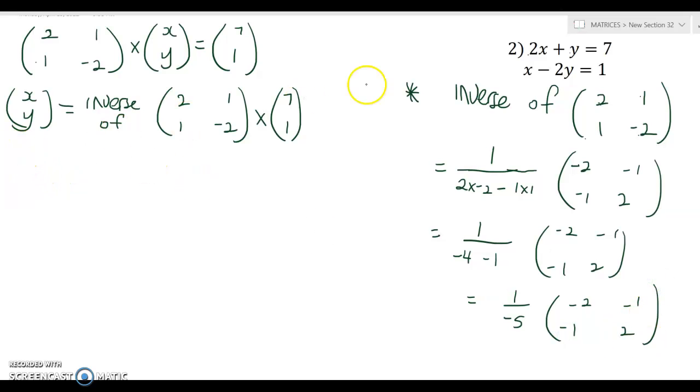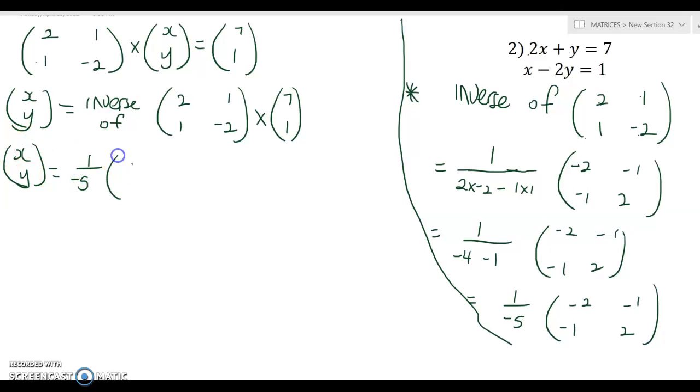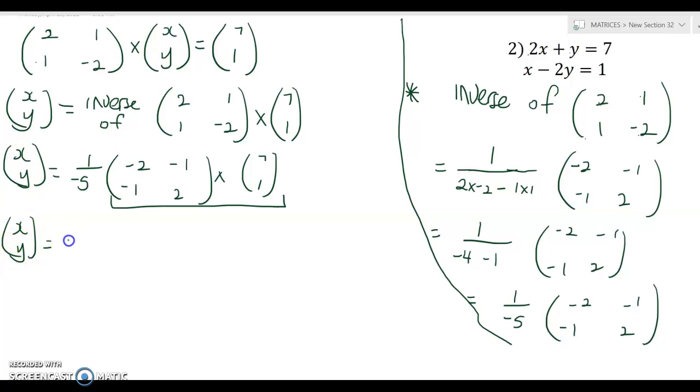So now we come back across. xy is equal to 1 over minus 5 times minus 2, minus 1, minus 1, 2, times 7, 1. Again, we go ahead and multiply these two matrices. So xy is equal to 1 over minus 5. Now let's go to minus 2 by 7 plus minus 1 by 1.